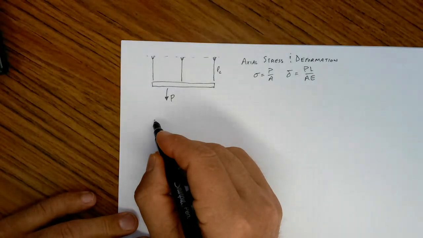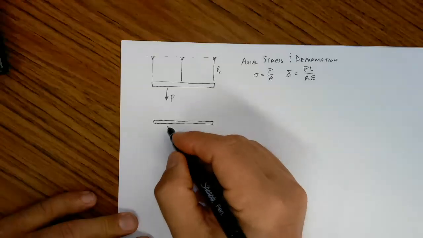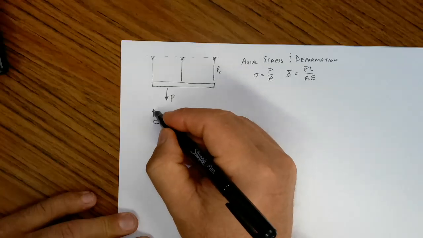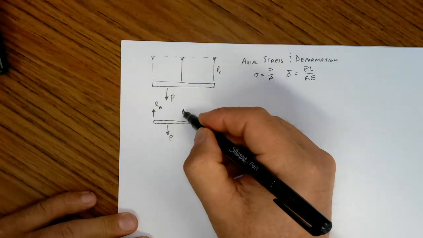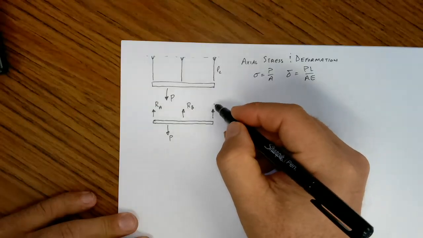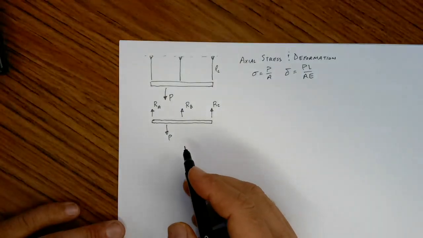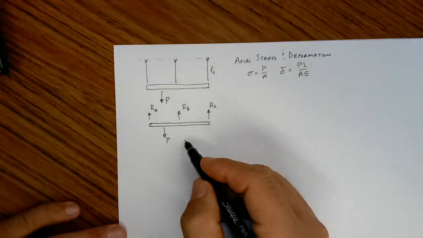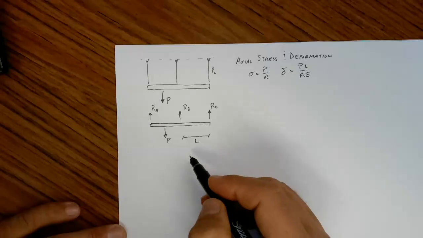So we have this beam, and if we do a free body diagram of it, it has a load P on it, and then each of the cables is replaced with a reaction, and I'll just label them A, B, and C. And I can do equilibrium. We need to define the length of the beam somehow. And so let's go, this is equal to L.